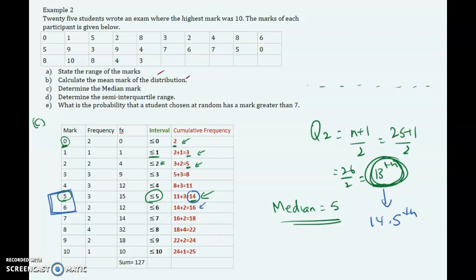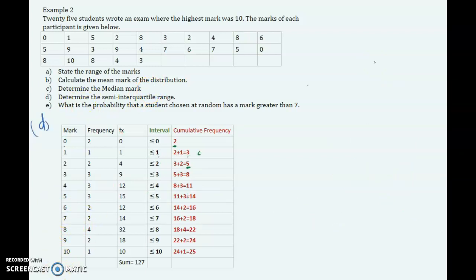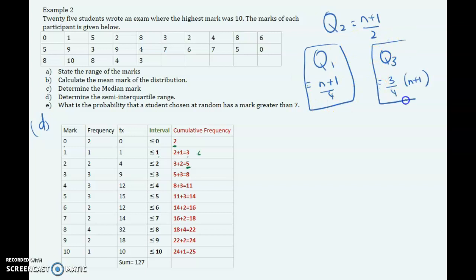Now I want to move on to part D, which is the semi-interquartile range. For me to teach semi-interquartile range, I need to explain a few things. We know already that the median, which is Q2, is n plus 1 on 2. Now I need to show you what Q1 and Q3 are. Q1 is n plus 1 over 4, and Q3 is 3/4 of n plus 1, right? So this is the formula for this, and this is the formula for this one. The interquartile range is Q3 minus Q1, and the semi-interquartile range is Q3 minus Q1 over 2.